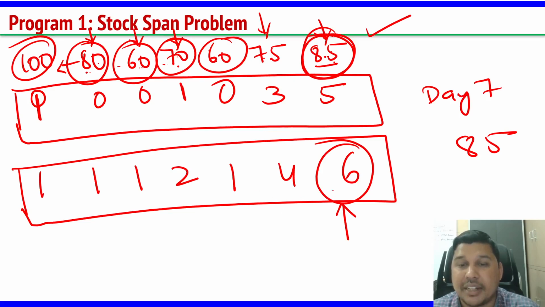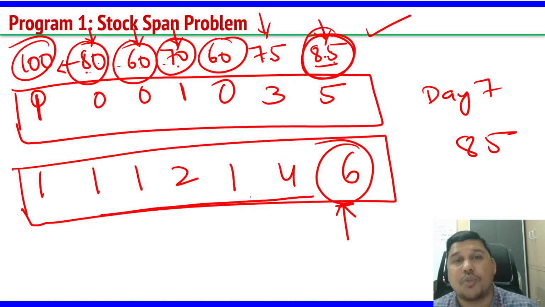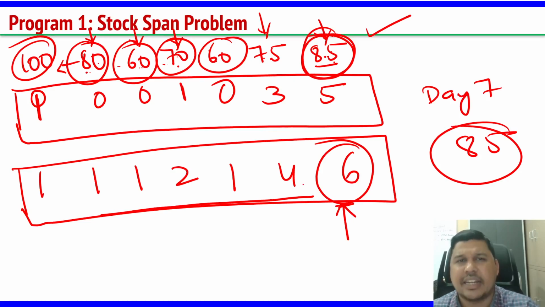If you see, this 6 means consecutively the last 6 days the stock was very bad. Today only it has increased, a lot or a little. There is some growth. After so many fluctuations, today the stock price increased. It means today's value is the highest in the last 6 days.